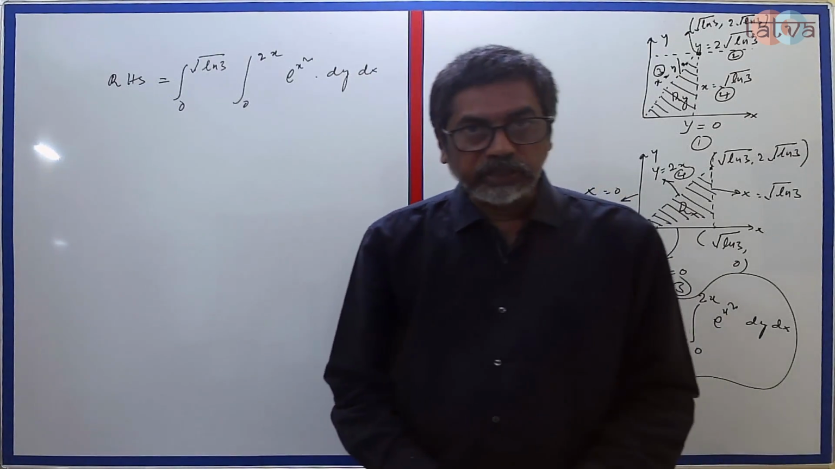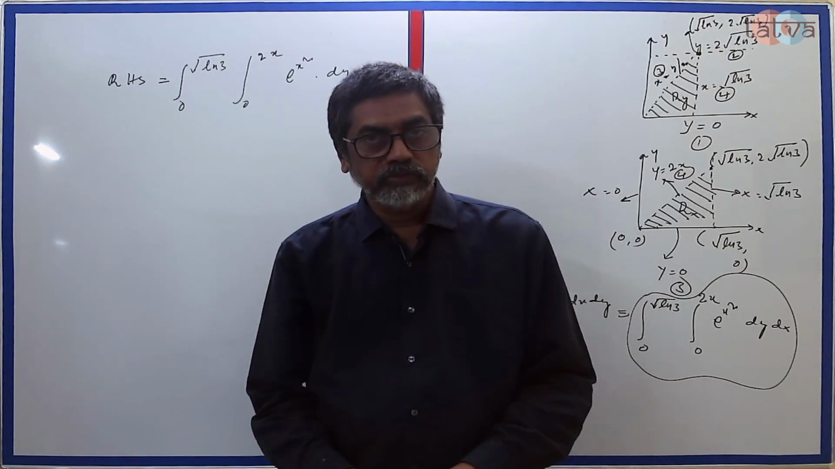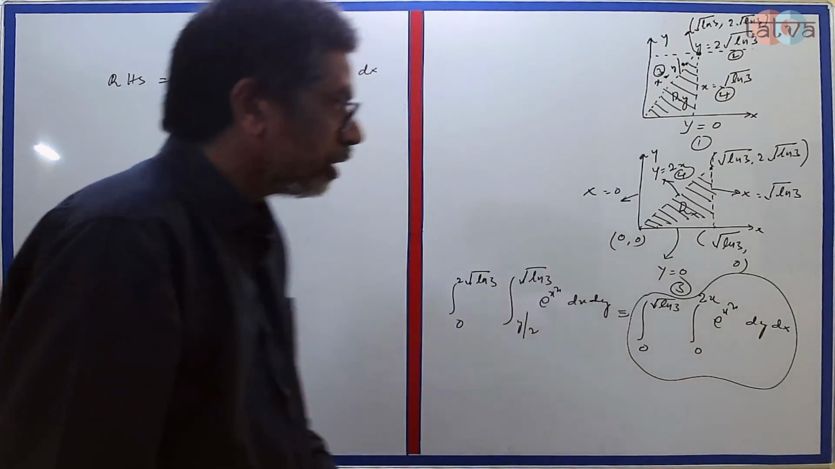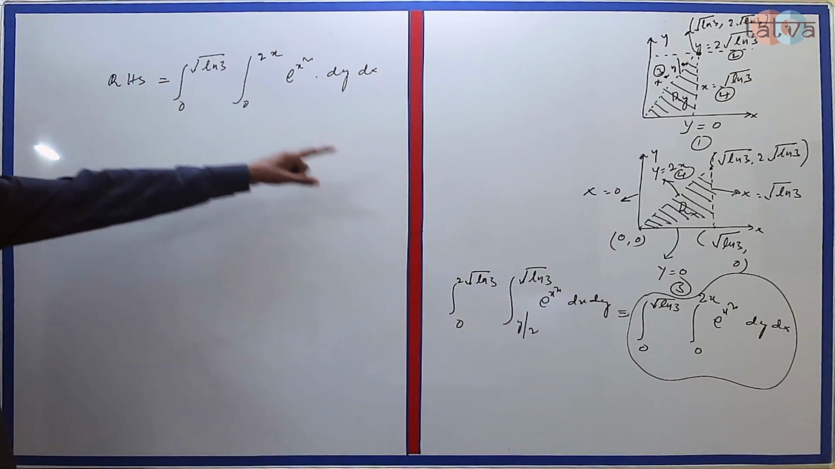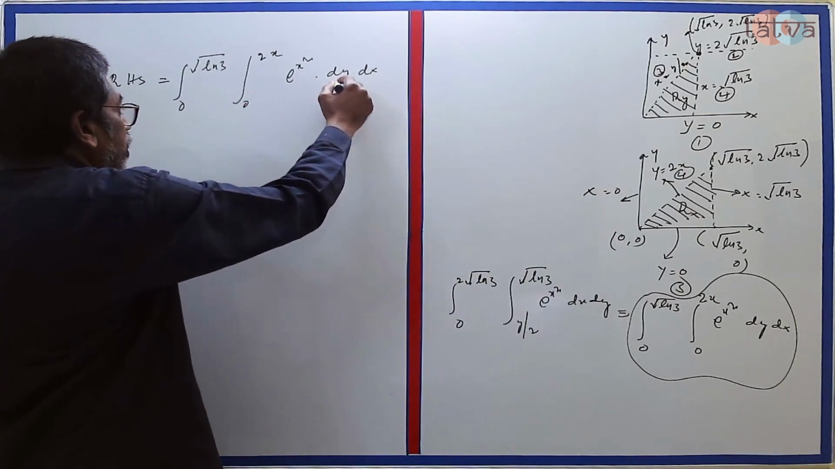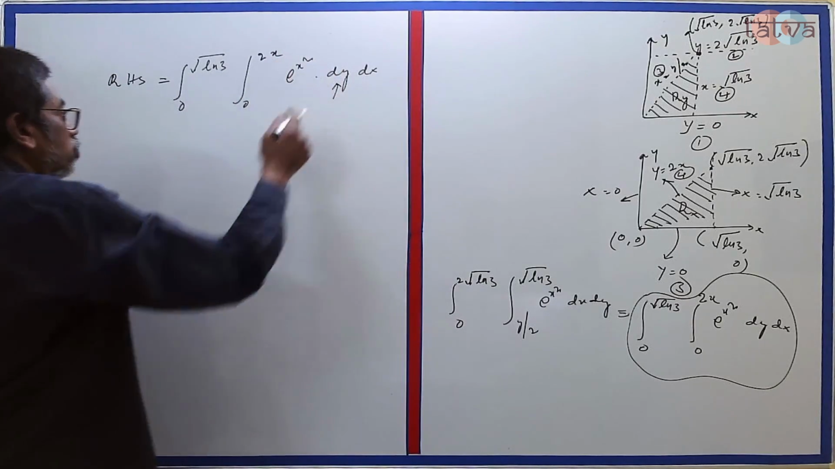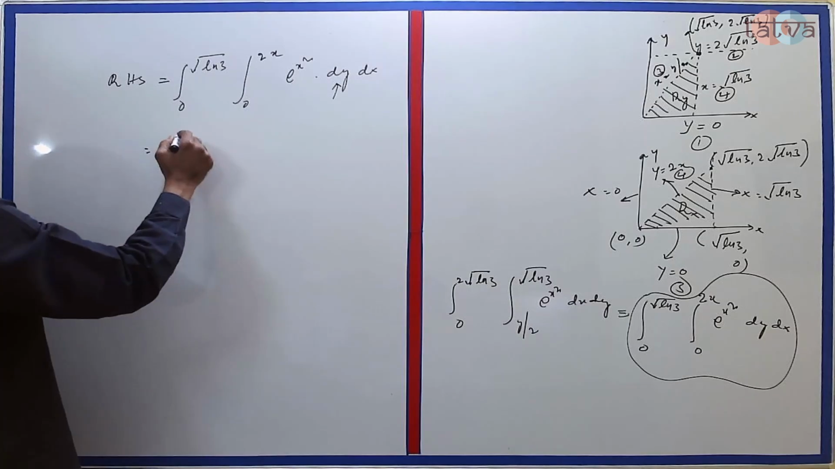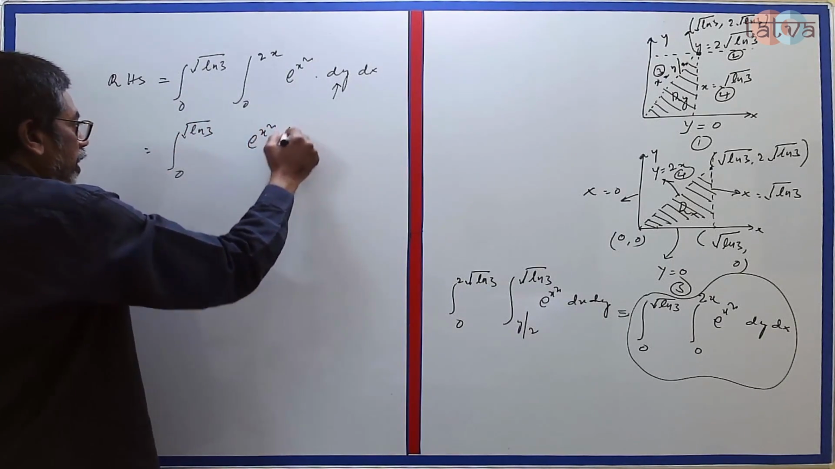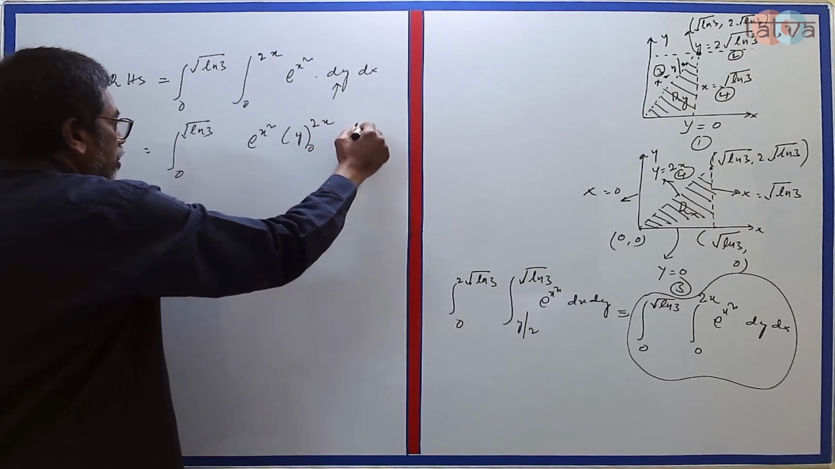So now let's look at the final stages of the problem. Now that the order has been understood after changing it, let's finish the evaluation also. You can see the right hand side has been copied, and then I'm going to integrate this function with respect to y. That's alright because e power x square remains a constant with respect to y, and I get 0 to square root of log 3, e power x square times y. Limits are 0 to 2x, dx.